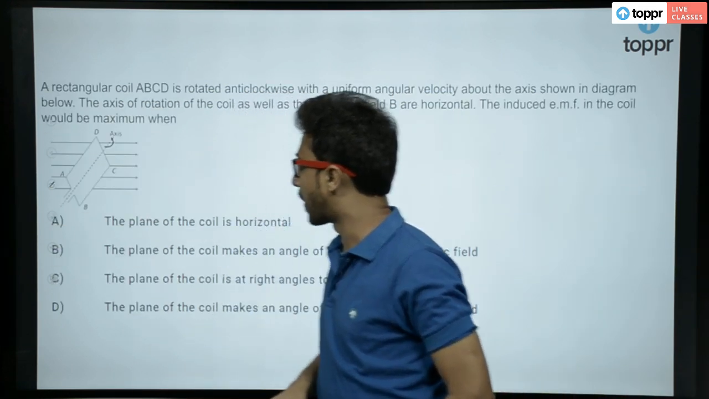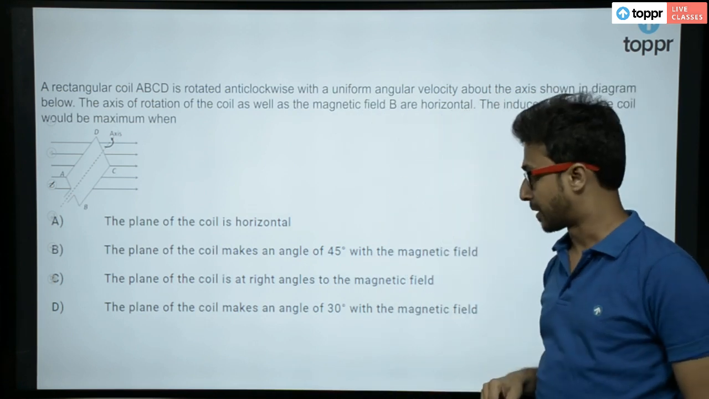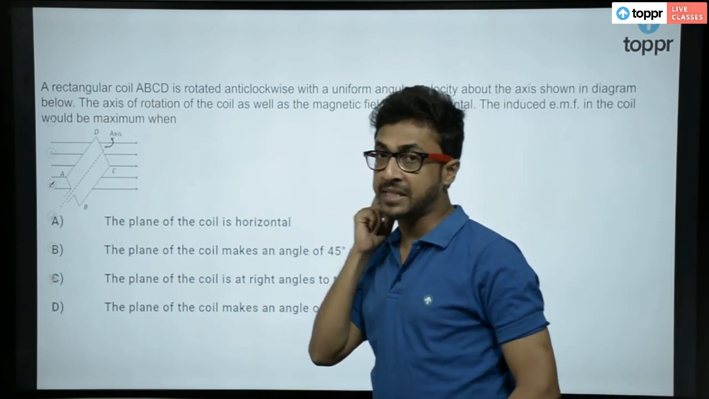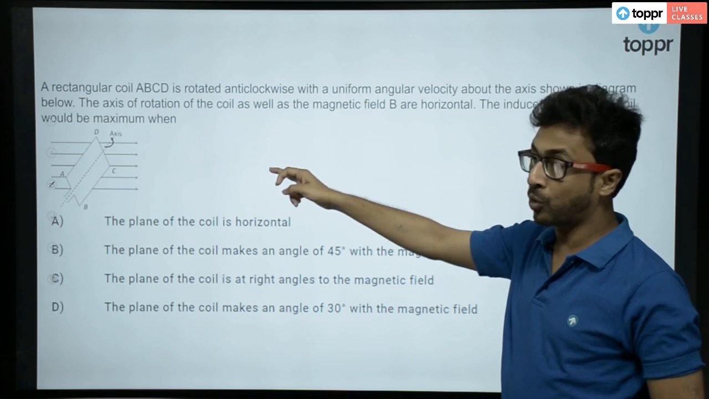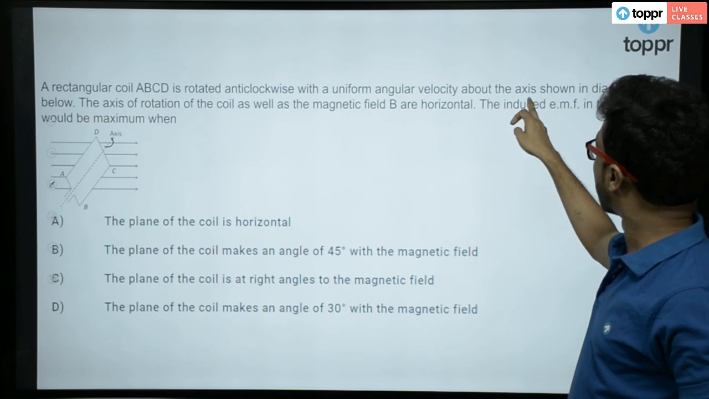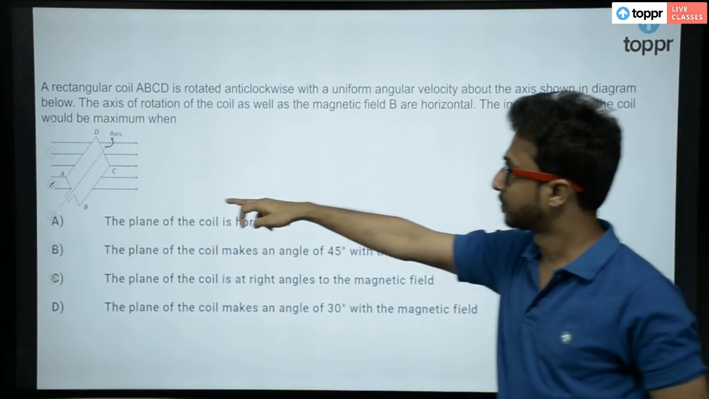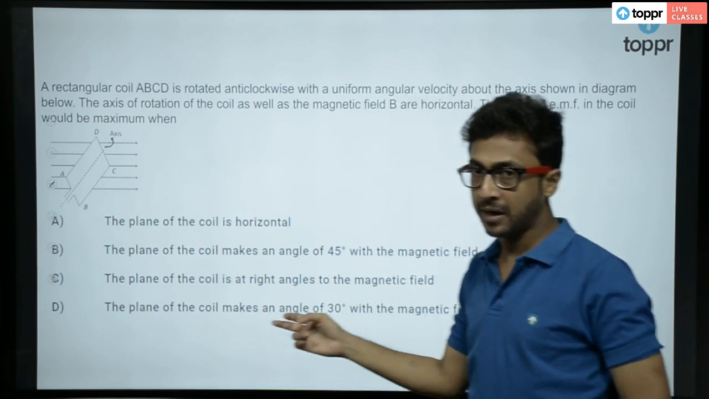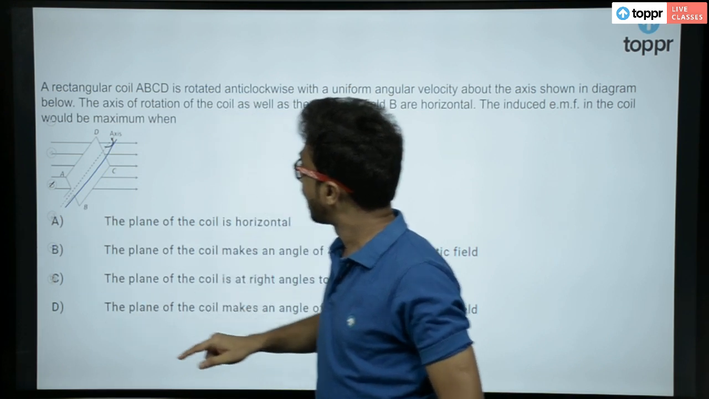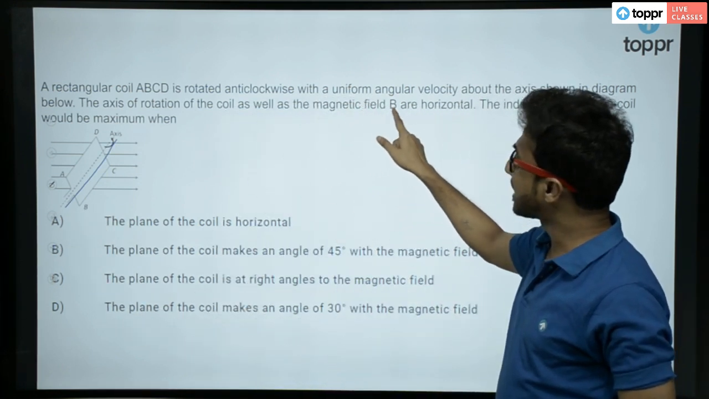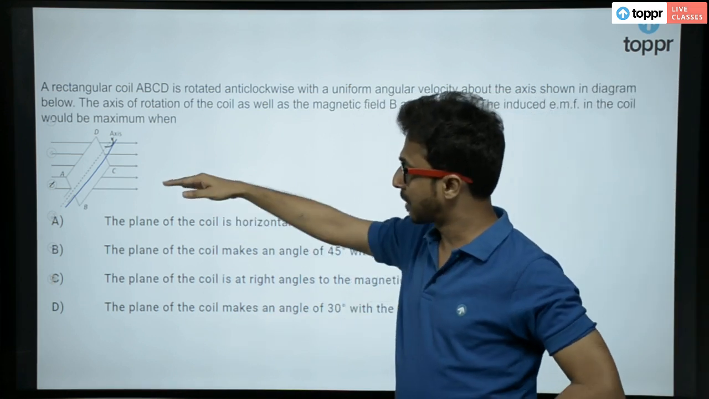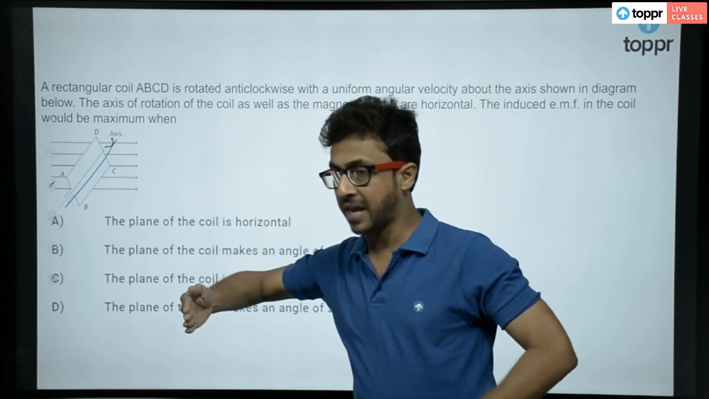Moving on to the next one. This is an interesting question. See, a rectangular coil ABCD is rotated anti-clockwise with a uniform angular velocity about the axis shown in the diagram. This is the axis and it is rotated in the anti-clockwise direction. The axis of rotation, as well as the magnetic field B, are horizontal. So you can think this is the magnetic field and this is the axis, right?